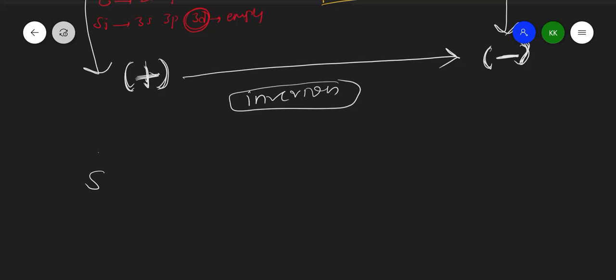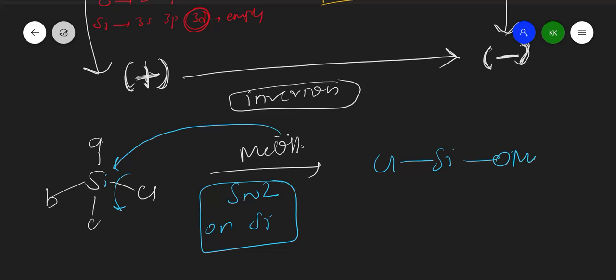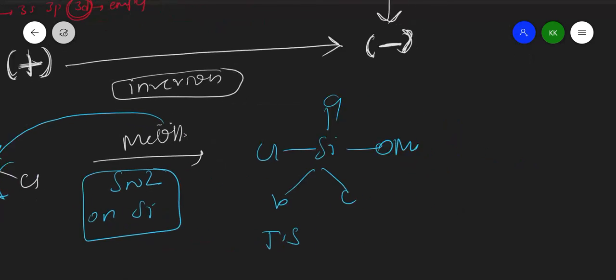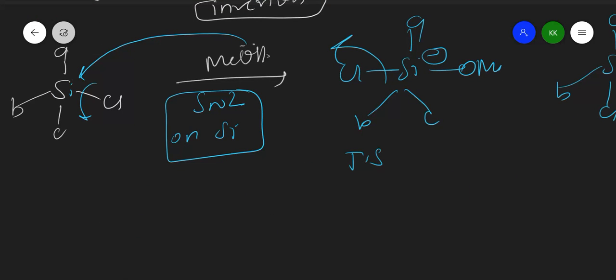Here I had A, B, C, and chlorine. When I added methanol, this lone pair attacked the silicon, and chlorine left the system. So this is nothing but SN2 on silicon. It is like SN2 through a transition state in which chlorine and OMe are opposite, with A, B, C in between. This is the transition state which we study in SN2 reaction. Later chlorine leaves with the electron density, and we get the product A, B, C, and OMe. It was plus, now it has converted to minus, so inversion.